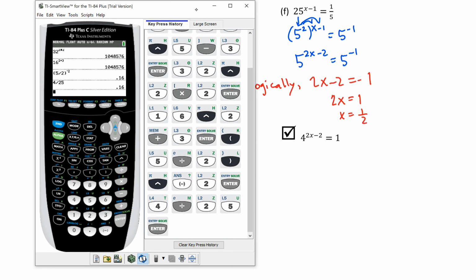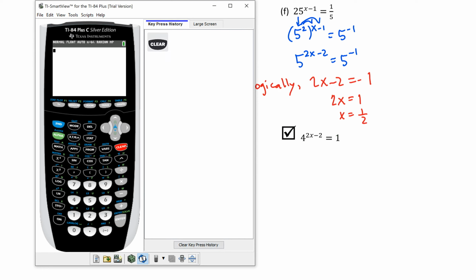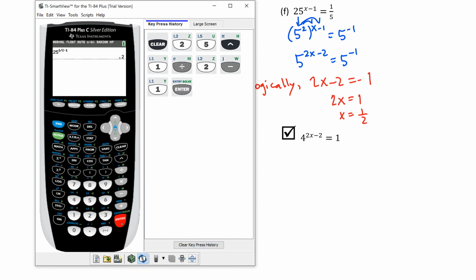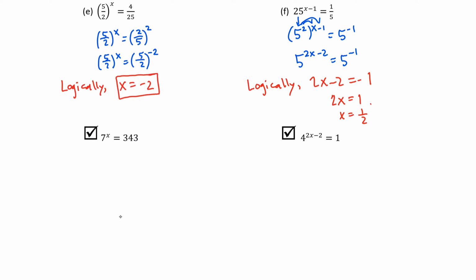Let's double check and make sure that that is the correct answer with our calculator. So going all the way back to the original equation, I'm going to type in 25 raised to the 1/2 power minus 1 and observe the output. And I'll enter the 1/5 from the right side and observe that the output is the same. Thus, we have a balanced equation and we can be confident that our solution is correct.